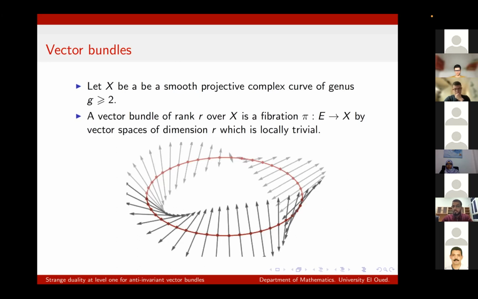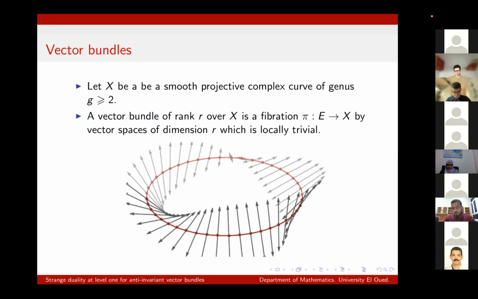And it's actually a surface, and you can see it as a fibration over a circle, and this gives you a non-trivial line bundle over S^1. So in general, a fibration by vector spaces over the curve, which is locally trivial, gives you what we call a vector bundle. Okay, so we want to understand how vector bundles behave in families.